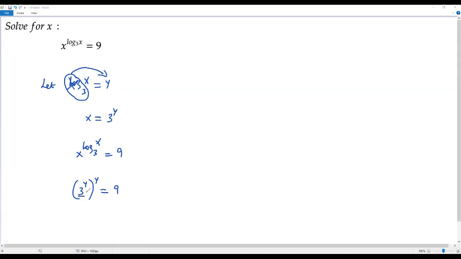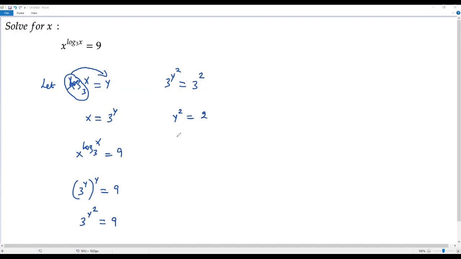Here we have base 3, with exponent y, and for the complete stuff we have exponent y. Whenever we have two exponents like this, we can multiply the two exponents. When I do so, y times y is y square. I'm getting 3 to the power y square equals 9. Now let me continue: 3 to the power of y square, and this 9 can be written as 3 square. Here, two terms are equal with the same base, 3. Whenever two terms are equal with the same base, we can equate the exponents by the one-to-one property. The exponent on the left side is y square, the exponent on the right side is 2. I'm getting y square equals 2.